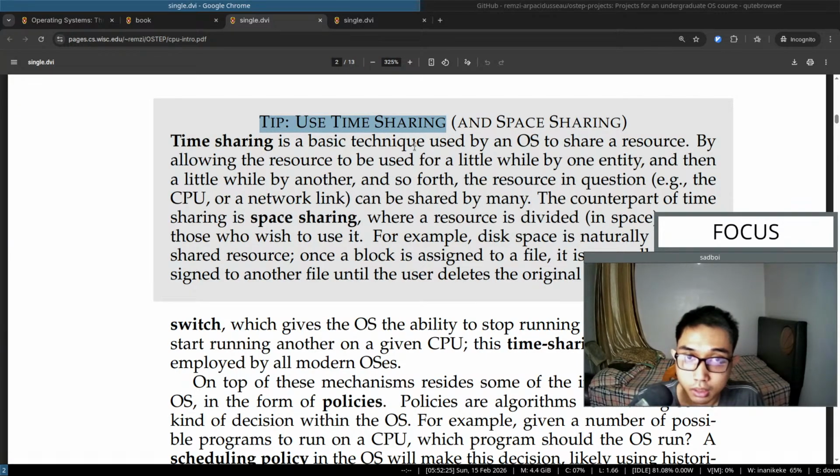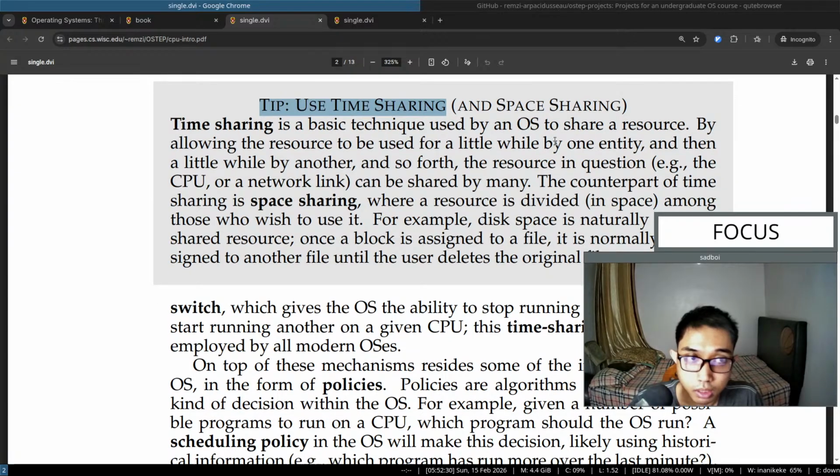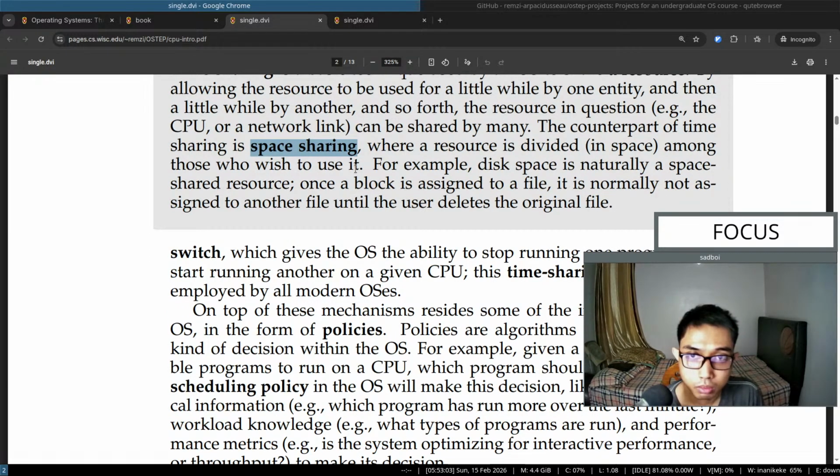Time sharing is a basic technique used by an operating system to share a resource by allowing the resource to be used for a little while by one entity and then a little while by another, and so forth. The resource in question, the CPU or a network link, can be shared by many. The counterpart of time sharing is space sharing, where a resource is divided in space among those who wish to use it. Disk space is naturally a space-shared resource. Once a block is assigned to a file, it is normally not assigned to another file until the user deletes the original file.